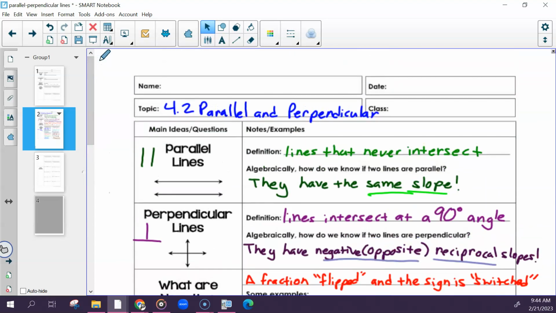So the definition of parallel lines: lines that never intersect, which we talked about. They have the same slope algebraically. You can also add in different y-intercepts. There's a symbol off to the side that means parallel lines. You'll see that a lot when you move on to geometry.